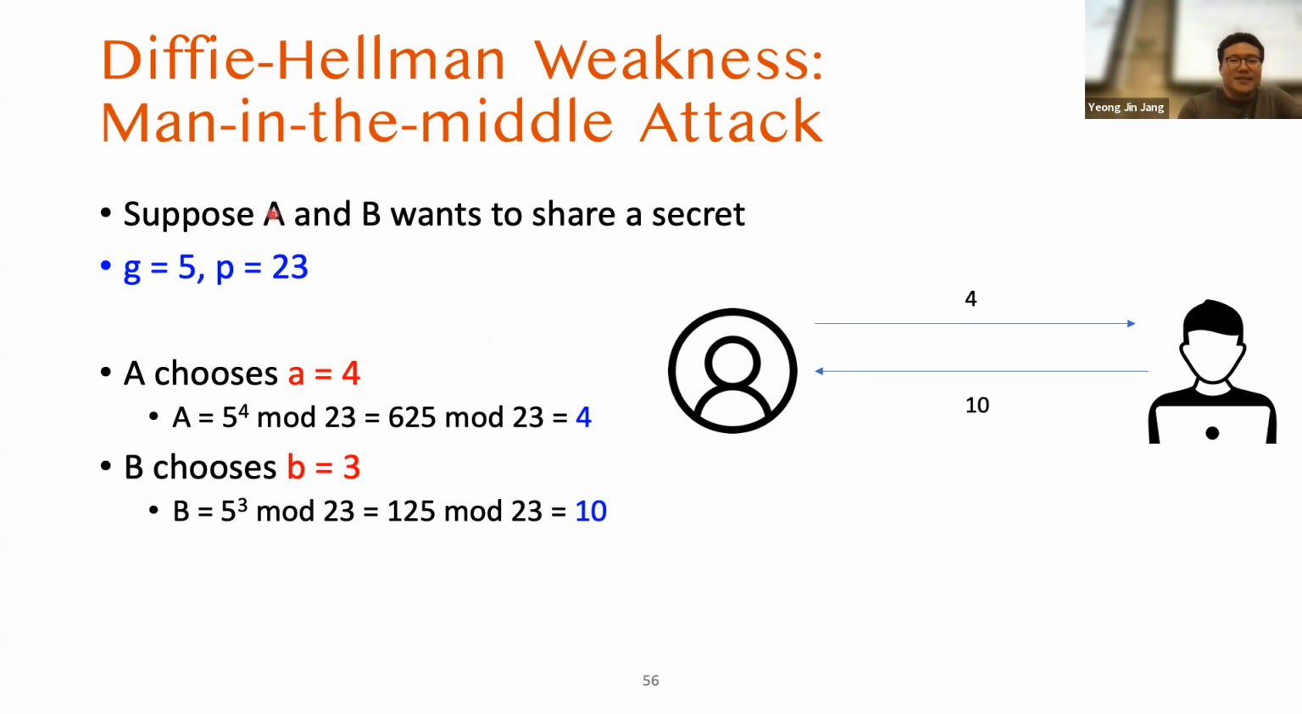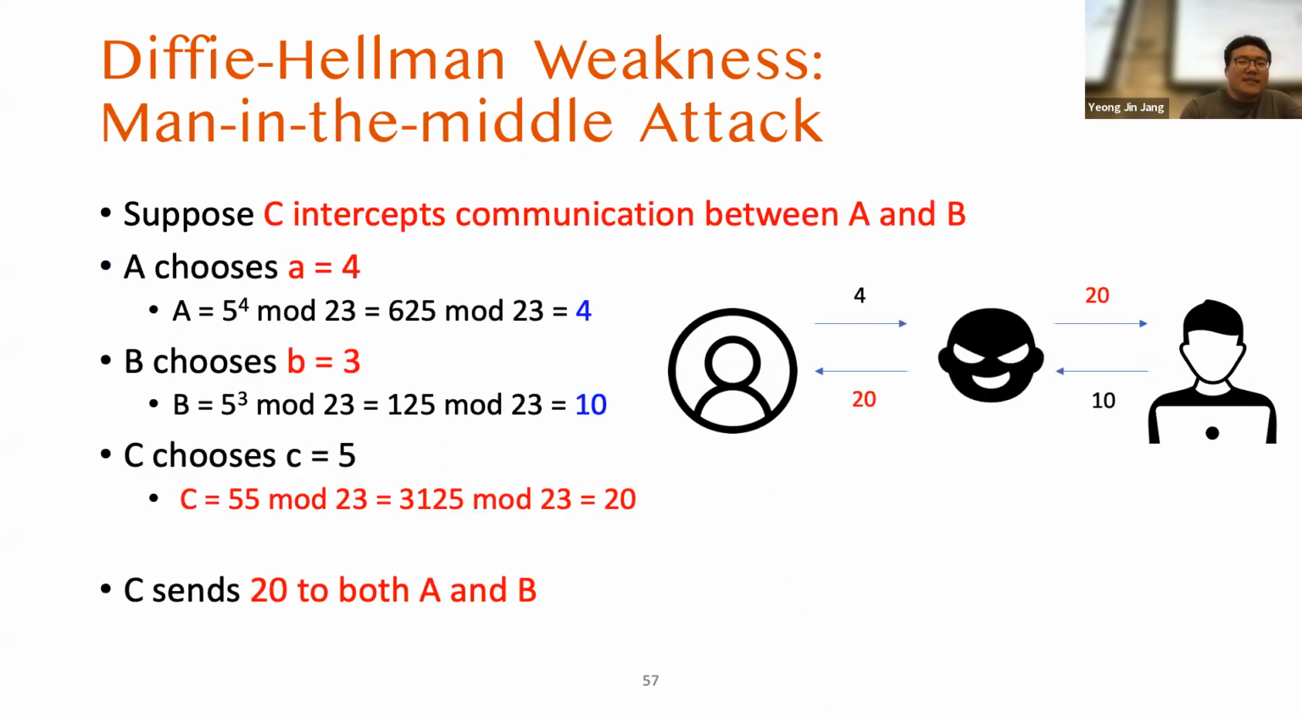Suppose this user is A and this user is B. They want to share a secret. The same example: A chooses 4, B chooses 3, so capital A is 4 and capital B is 10. A needs to share number 4 and B needs to share number 10. Then the man-in-the-middle attack is something like this. There is a man in the middle who intercepts all the network traffic, and they can do whatever they want. So C intercepts all the communication between A and B.